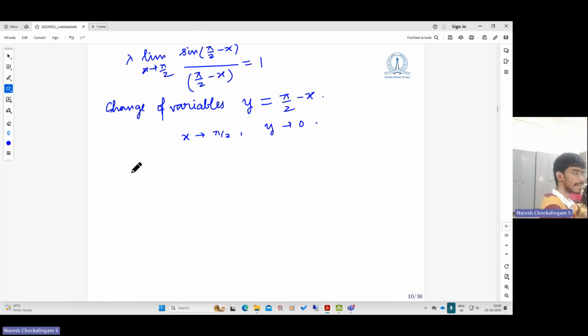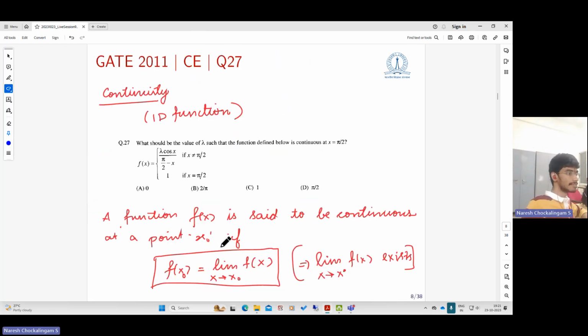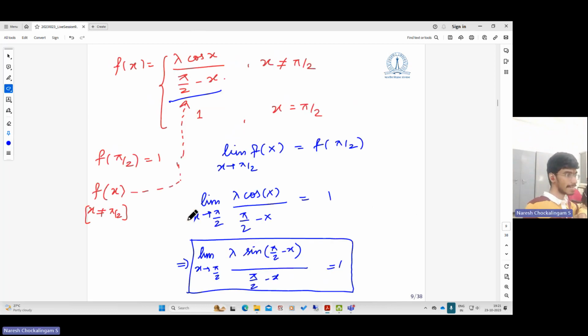So this limit can be rewritten as lambda limit y tends to 0 sine y divided by y is equal to 1, where y replaces pi by 2 minus x. We know that this limit, if you evaluate using the L'Hopital rule, is nothing but 1. Therefore, lambda multiplied by 1 is equal to 1. Lambda is equal to 1. So the correct answer for this question is option C. Let us go to the next question.